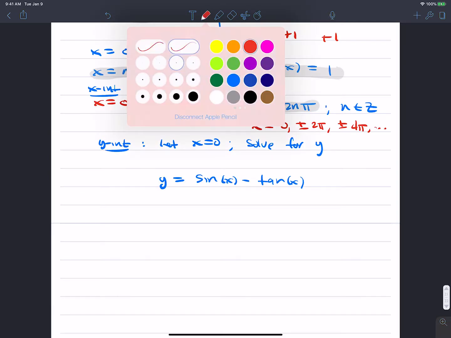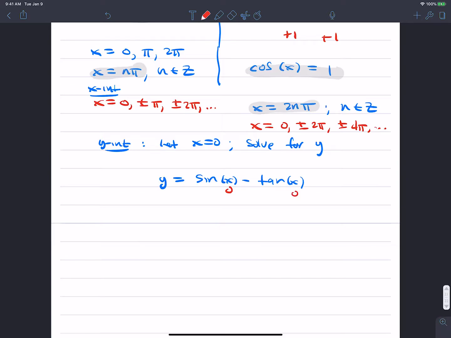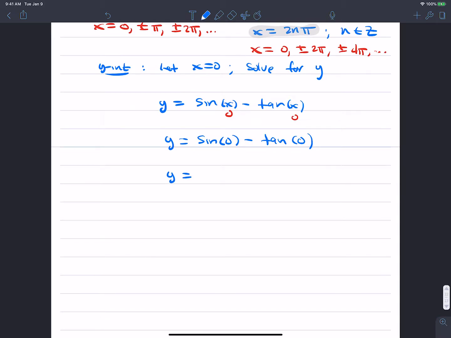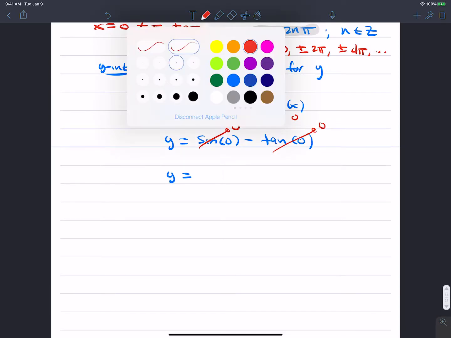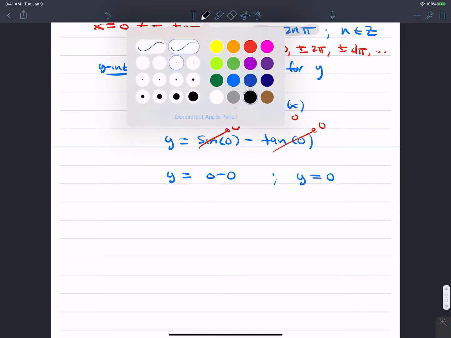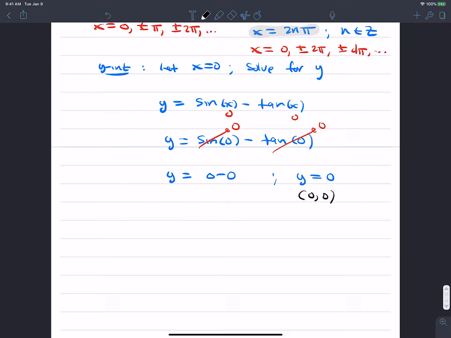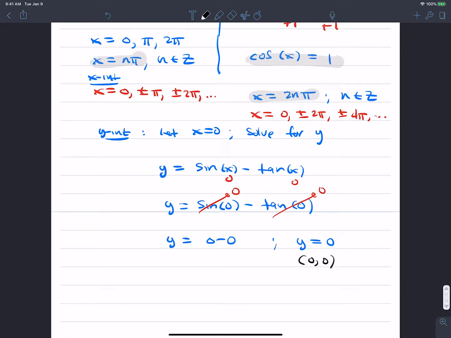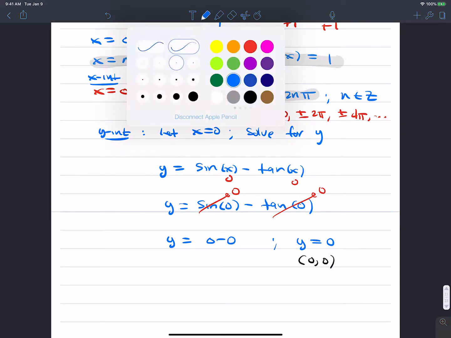So I'm going to let my x value be 0 now. So this gives me y is sine 0 minus tangent of 0. Since sine of 0 is 0, tangent 0 is also 0. So we actually have 0 minus 0, or y equals 0. So you have this y-intercept at the origin, and you have a bunch of these x-intercepts here. So that's a start to sketch this curve.